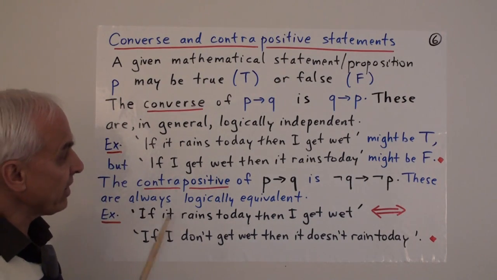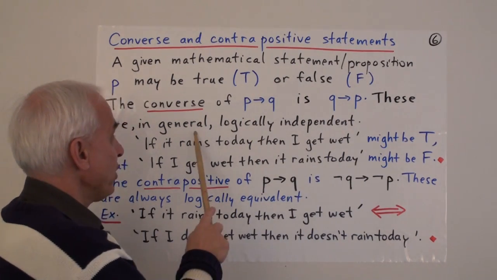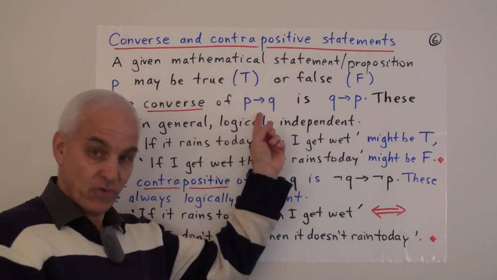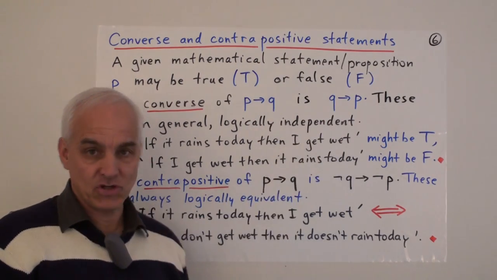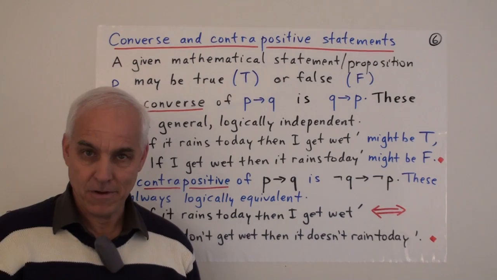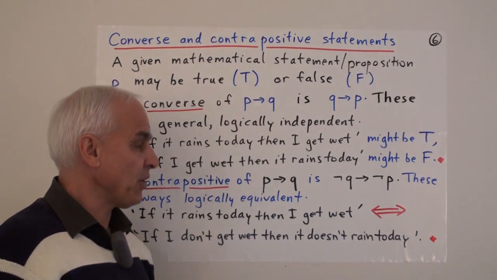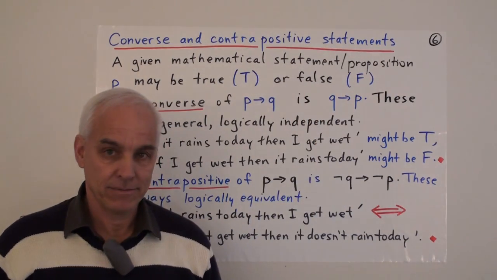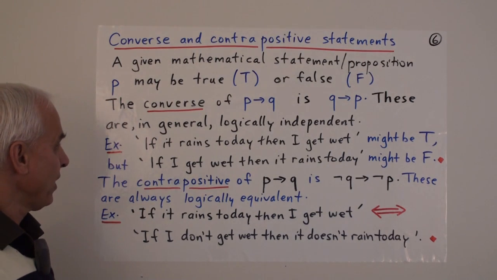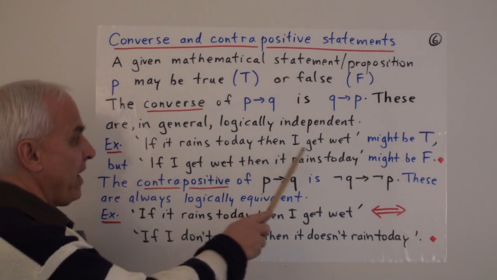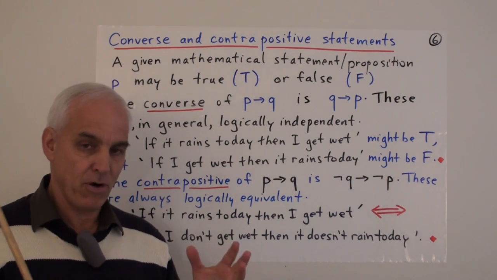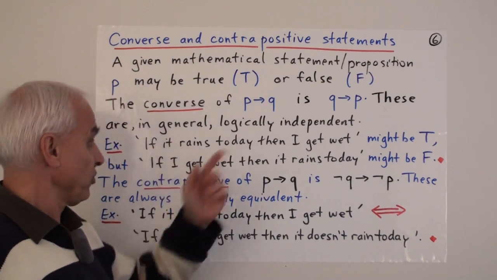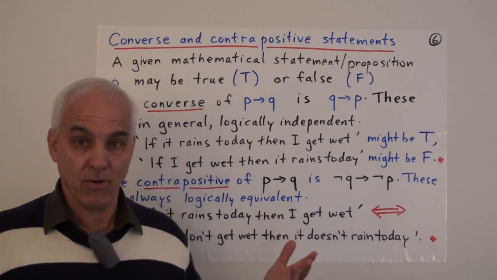And it's important to realize that these two statements are in general logically independent. Just because one of them is true does not mean that the other one is true as well. All right? So just because you know that P implies Q, you cannot deduce from that that Q implies P. For example, suppose that we know that if it rains today, then I get wet. Let's suppose that's a true fact. We might be out for a walk outdoors, in which case this would be a true statement. If it rains today, then I'm going to get wet.